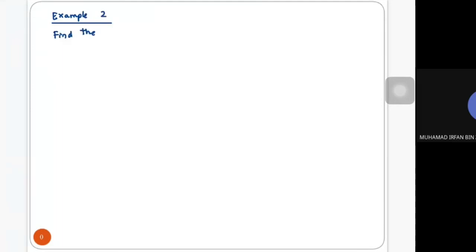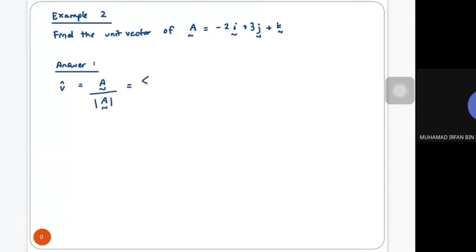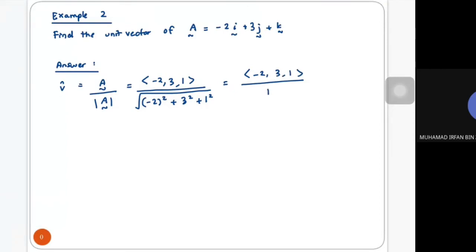Example 2. Find the unit vector of A, negative 2i plus 3j plus k. So you have to find your v hat. Your v hat is equal to A divided by the magnitude of A. So this is your A, negative 2, 3, 1, and the magnitude of A will be the square root of negative 2 squared plus 3 squared plus 1 squared. This will be negative 2, 3, 1 divided by the square root of 4 plus 9 plus 1, which is square root of 14. So this is your unit vector.